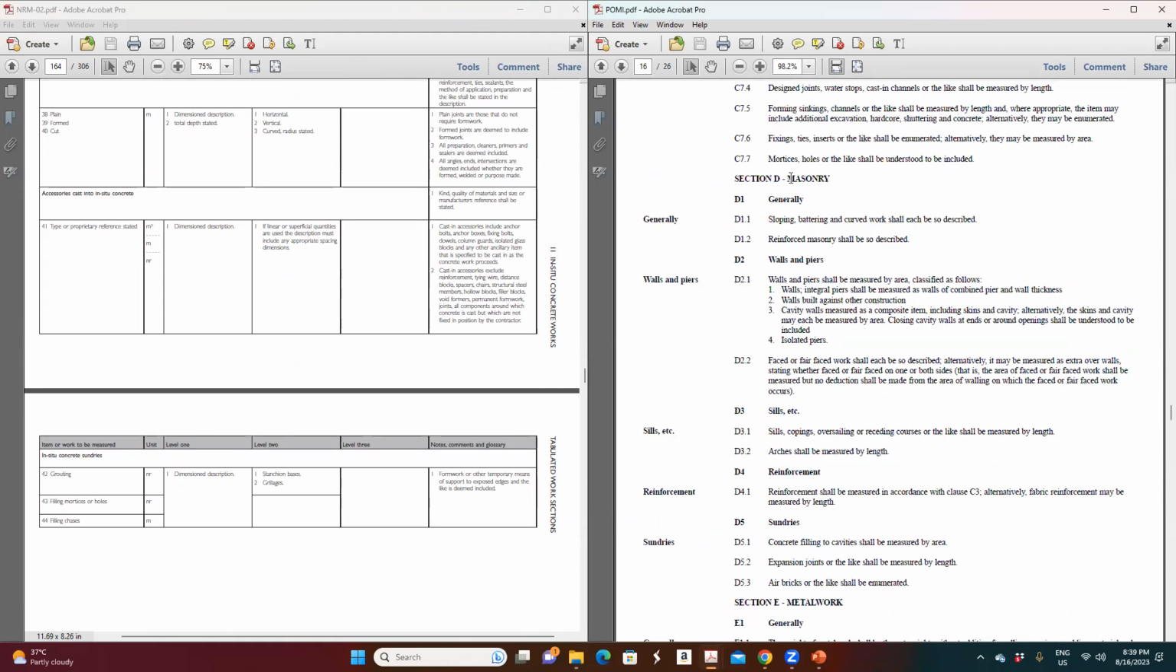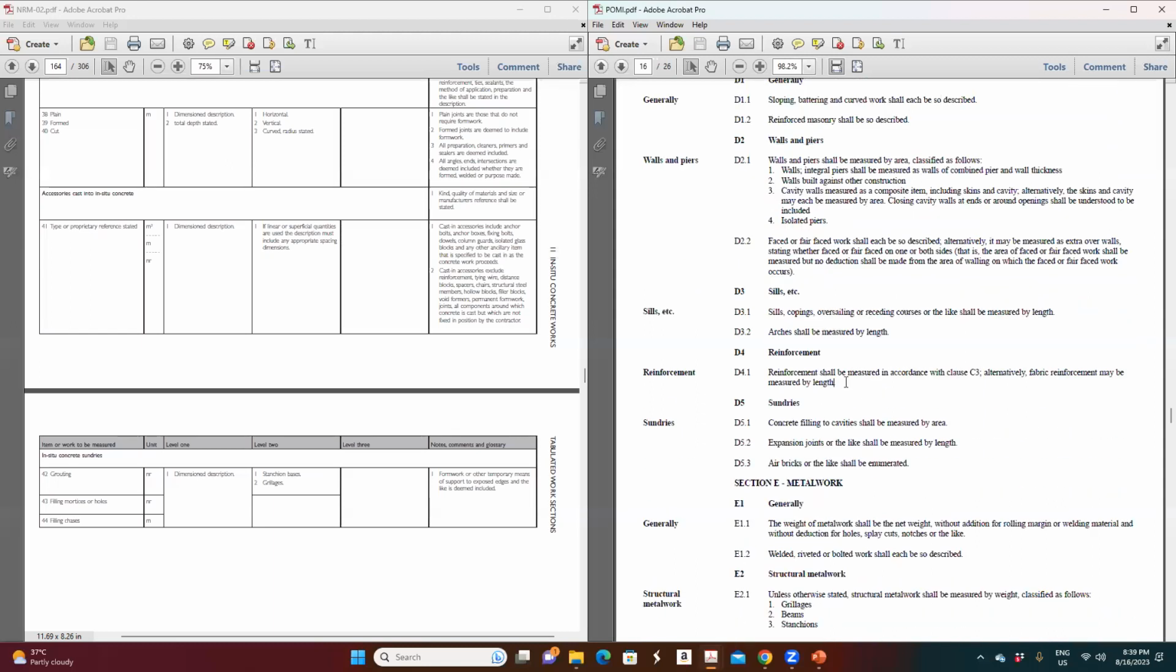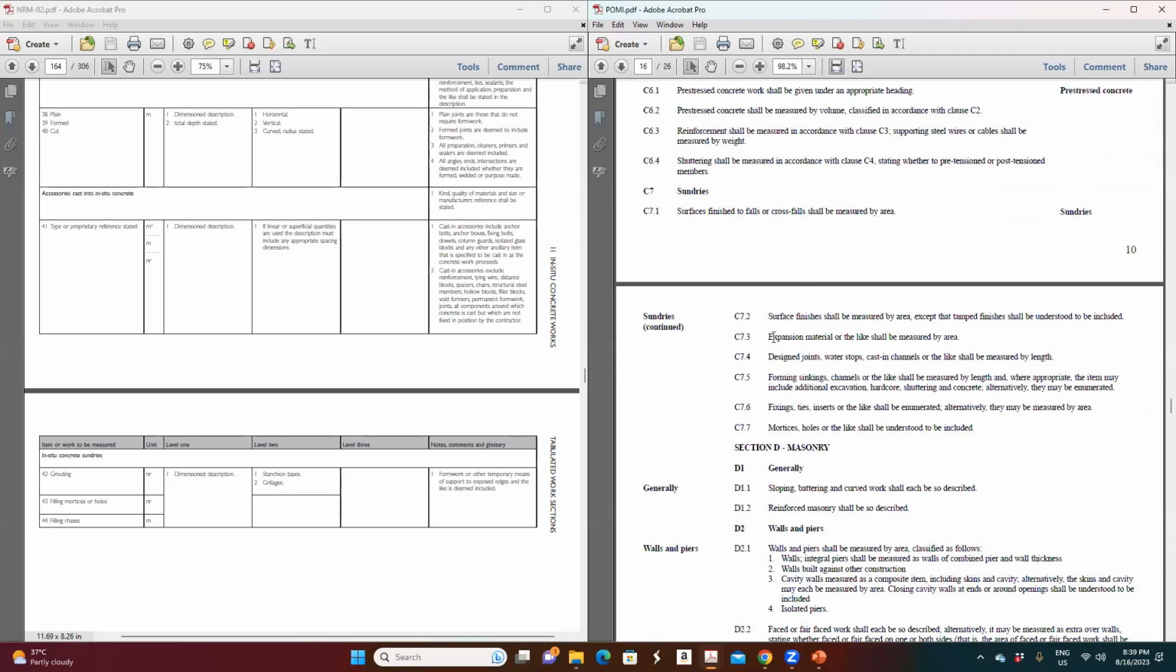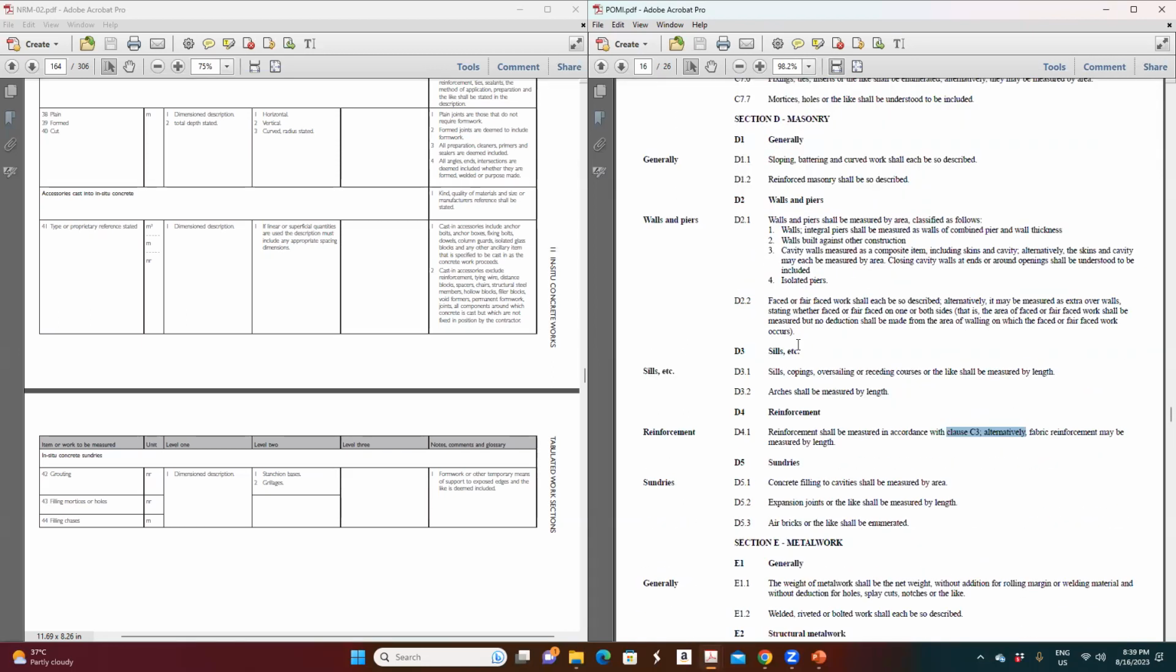And the block walls, the masonry works. Also, you all know that you see sloping with walls and pillars and reinforcement. This is for the sills. If there is any reinforcement used in a block work, what they said here is that it is measured under section C. Reinforcement shall be measured in accordance with C. We have seen here about the reinforcement, how it is.